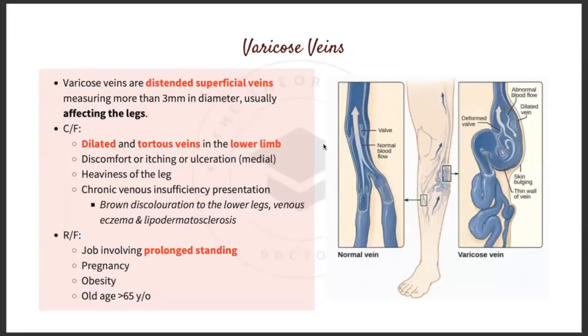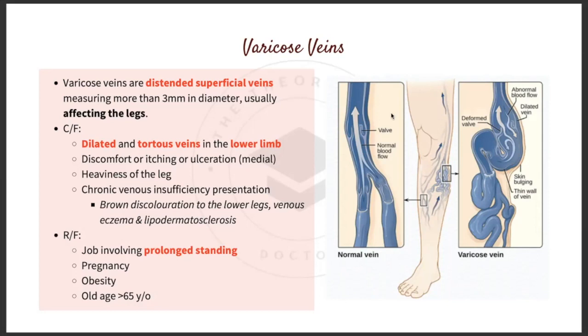Moving on is varicose veins. So varicose veins are distended superficial veins measuring more than 3 millimeters in diameter, usually affecting the legs. So a little bit about veins. Veins contain valves that allow blood to only flow in one direction, meaning there shouldn't be any backflow, which is towards the heart. And in the legs, as the muscle contracts, they squeeze the blood. They aid in moving the blood back to the heart, upwards against gravity.